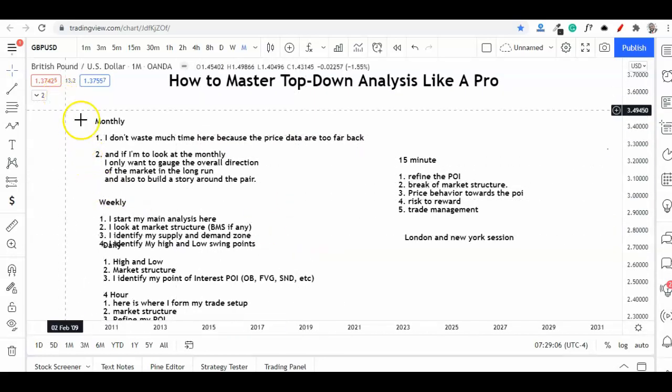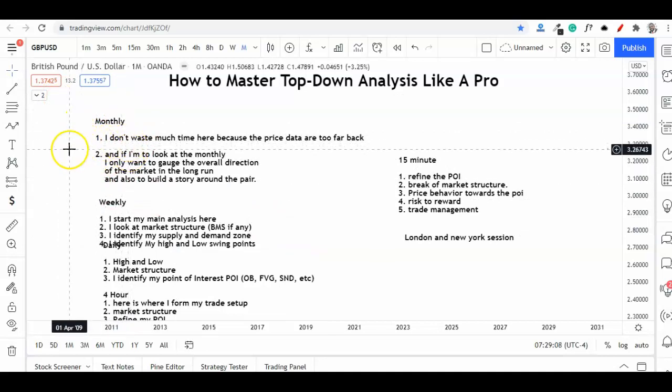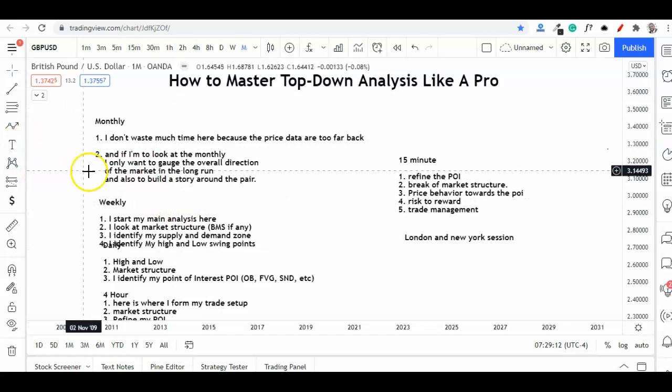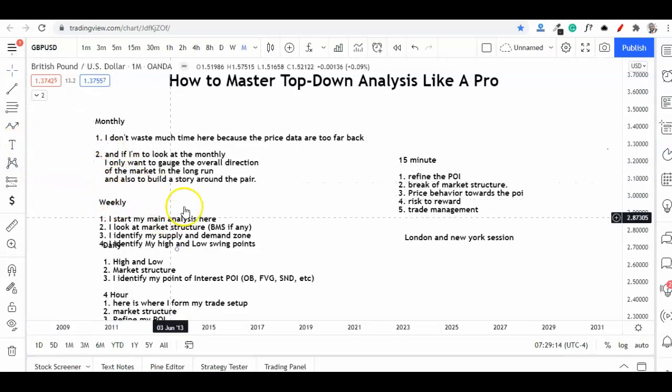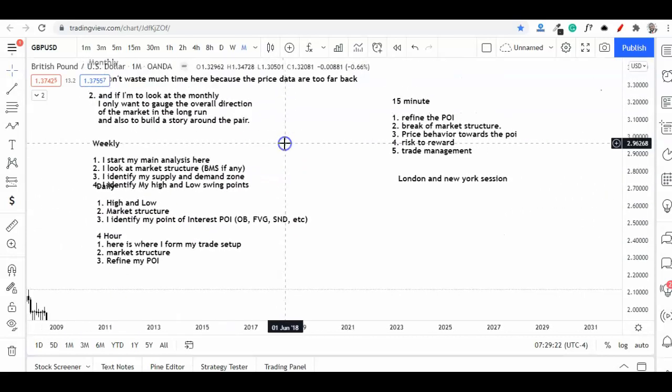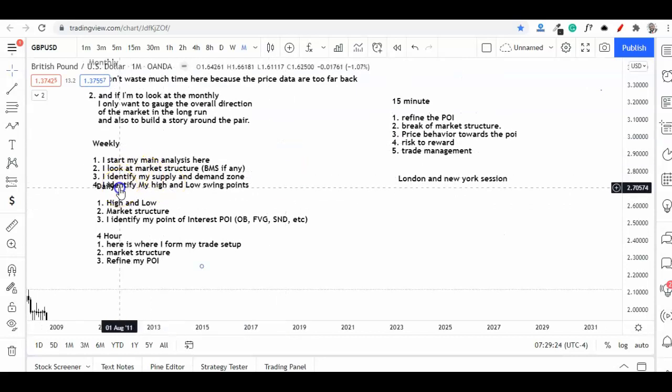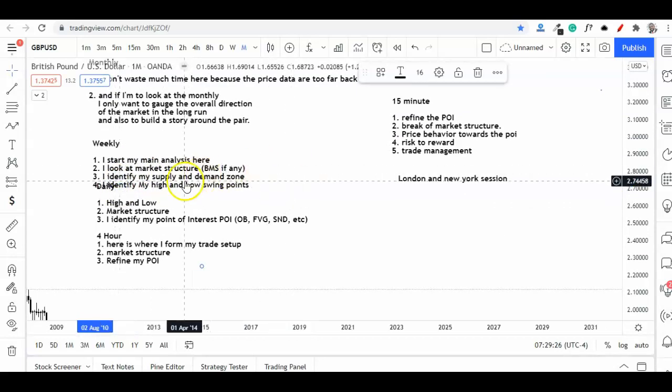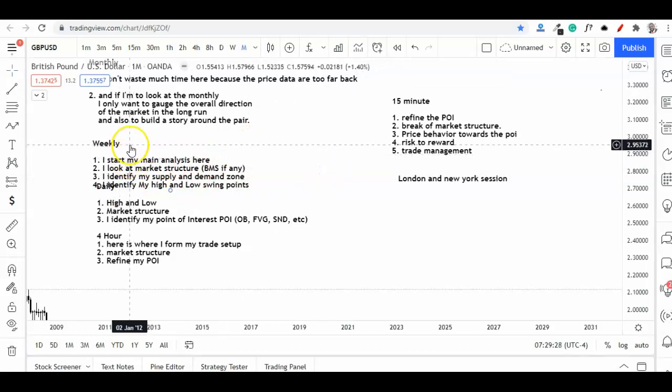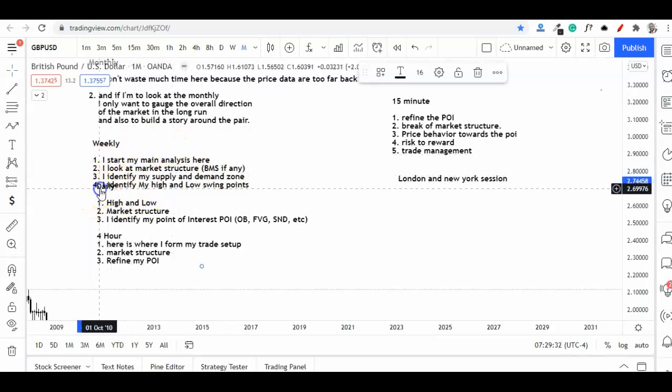Let's do some recap. Monthly, I do not waste much time here because the price data is too far, and if I look at it, I'm only looking to build a story. Is the price bullish or bearish in the long run? So I have that at the back of my mind. But where I do my main analysis is the weekly time frame. That's where I do most of my analysis.